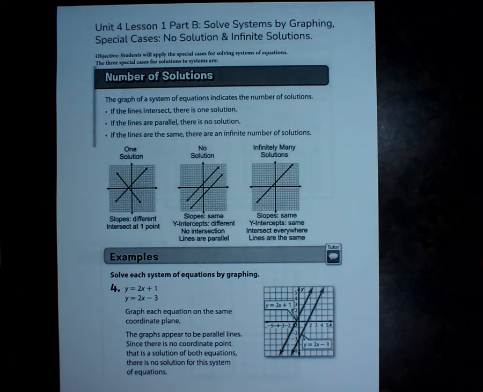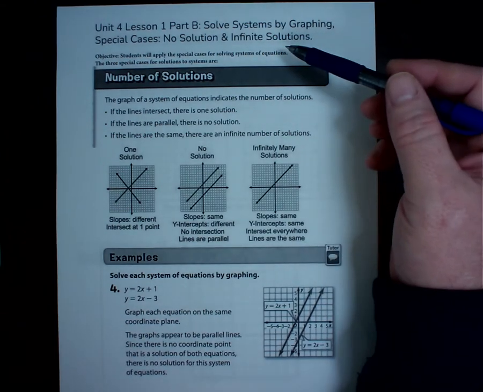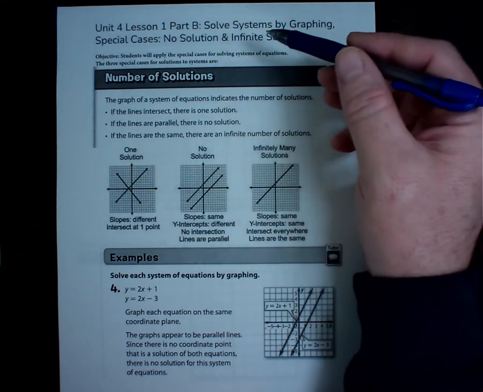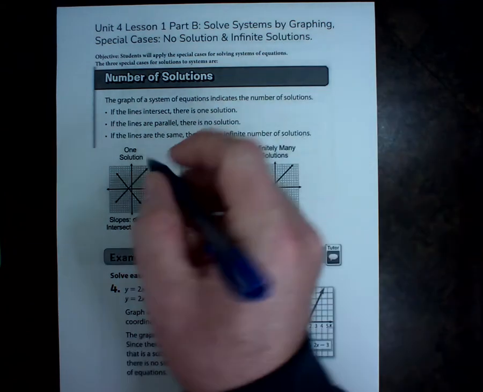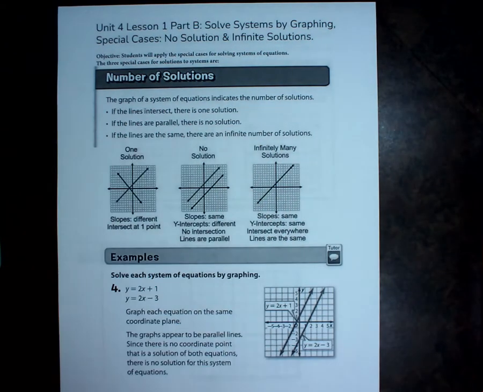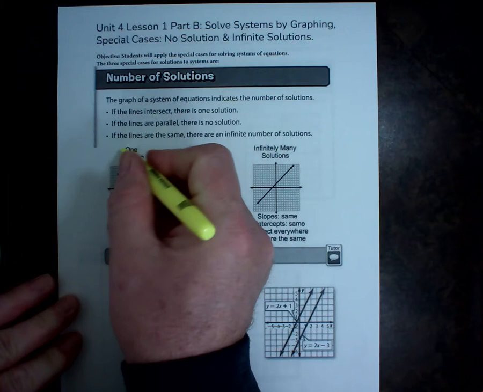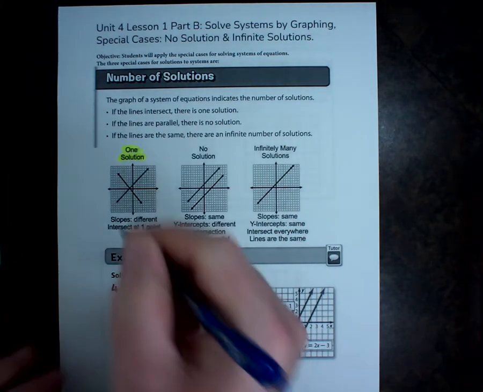All right, welcome to Unit 4, Lesson 1, Part B. We have solving systems by graphing, some special cases. We've only discussed one solution where the two lines intersect in one spot. That's our one solution right here. One solution. You have intersecting lines.